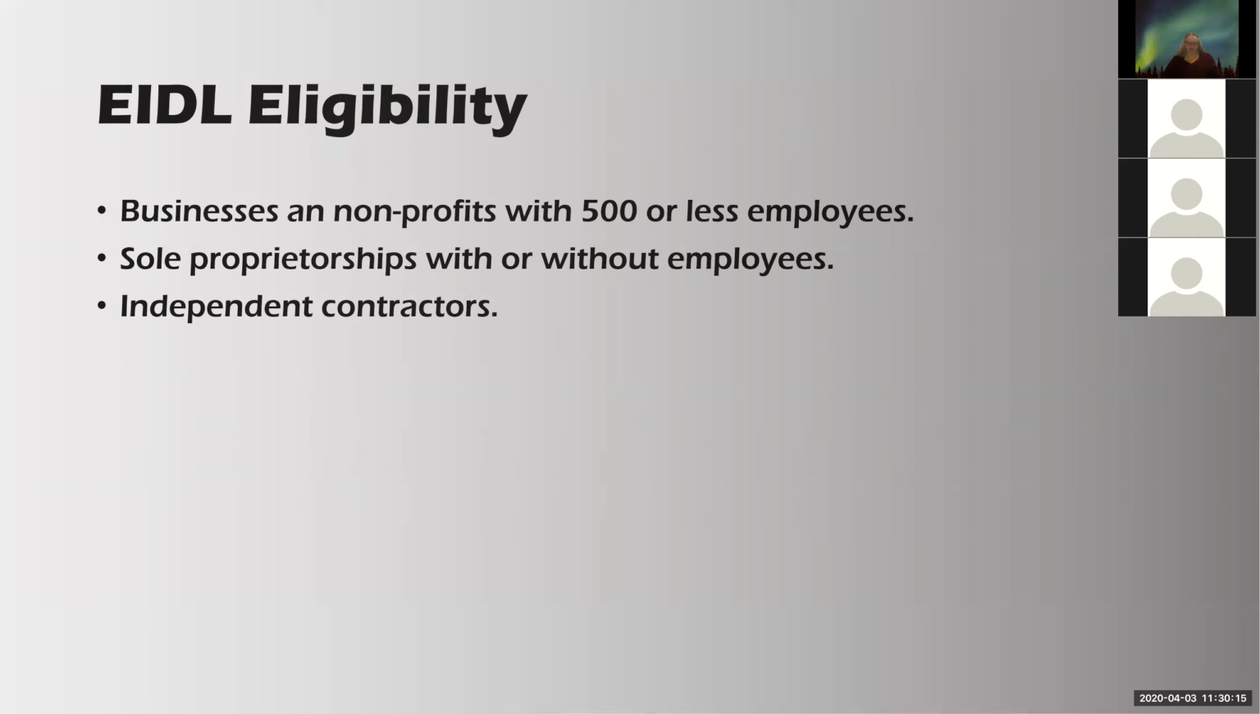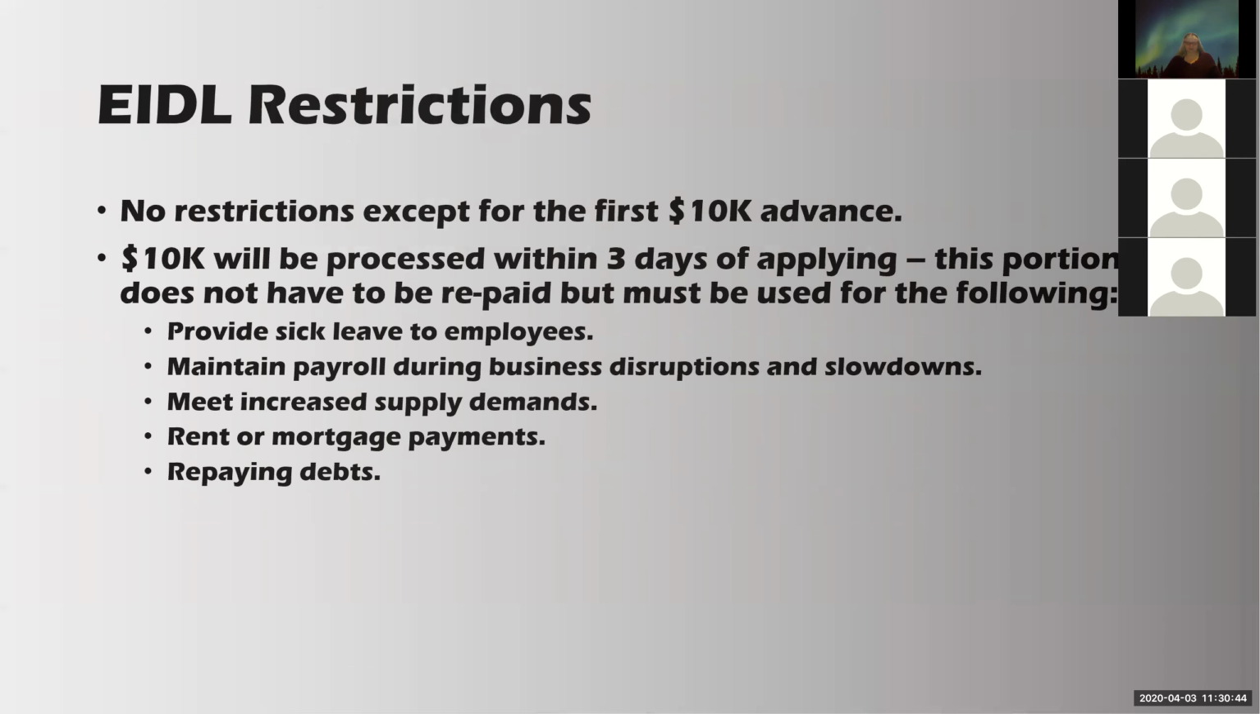Now the EDL or EIDL eligibility rules are a little bit different. This one, it's for businesses and nonprofits with 500 or fewer employees, sole proprietorships with or without employees. So this one, you don't have to have an employee at all to do this, and independent contractors. This one you can use for almost anything. The restrictions are interesting. There are no restrictions on the advance.